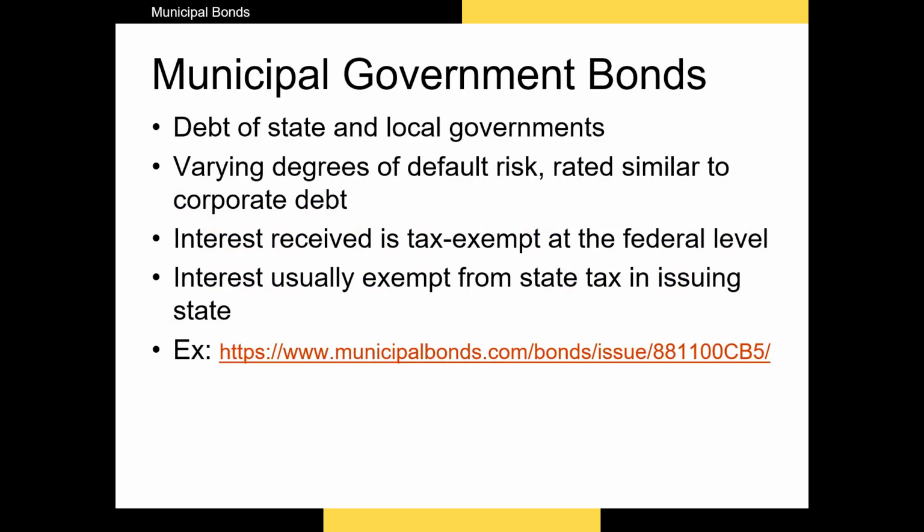Next, we have municipal government bonds. Municipal bonds are debt issuances of state and local governments. Municipal bonds can offer investors higher rates of return than U.S. federal bonds. They're used to raise cash to fund state and local budget shortfalls. They can also be used to raise money for a specific project, like a new road or a new school building. Let's take a look at one of these municipal bonds.